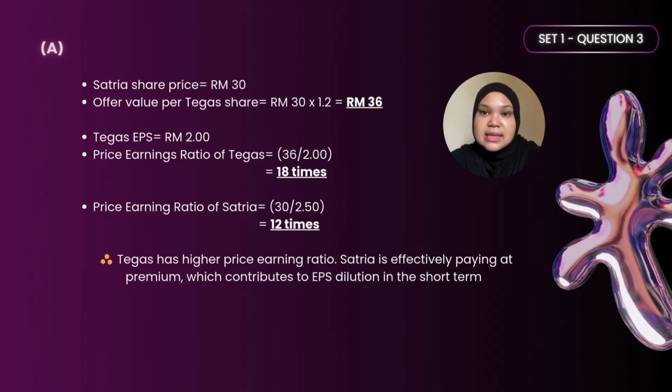This results in Satria Berhad having a price-to-earnings ratio of 12 times, while Tegas Sendirian Berhad is being acquired at an implied price-to-earnings ratio of 18 times. Since Satria is acquiring Tegas at a higher earnings multiple, Satria's shareholders experience short-term dilution. However, this may be justified by the strategic benefits of entering the technology sector and the potential for future growth and enhanced profitability.